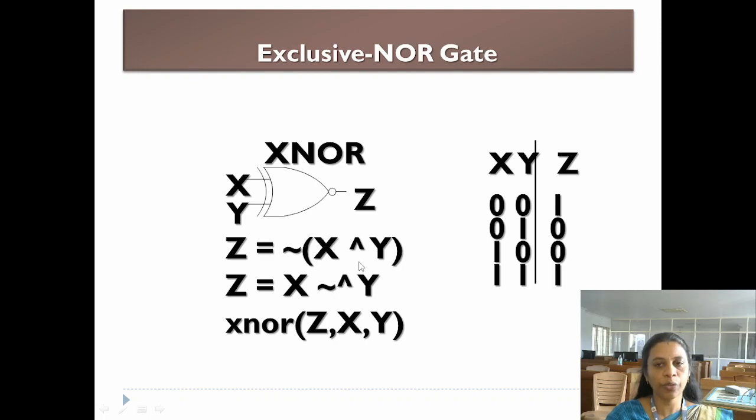And the negation of the XOR gate is XNOR, represented by a bubble after the XOR gate. Z is equal to the negation of X XOR Y. The Boolean expression for an XNOR gate can be represented as Z is equal to X bar Y bar plus XY. For the combinations 0 0 and 1 1, the output is high, therefore it can be represented as X bar Y bar plus XY.